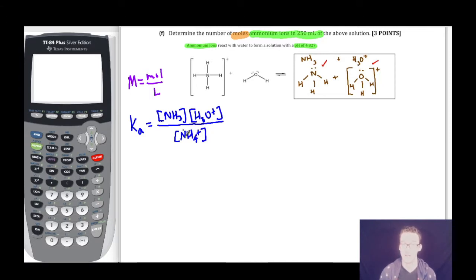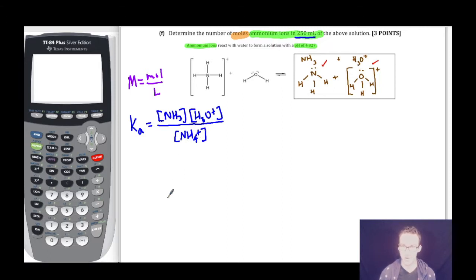And so again, if we can solve for the concentration of the ammonium ion, recognize that concentration is moles over liters. We're told that we have a 250 milliliter solution. We can figure out the number of moles from there. But how do we figure out what this is? In order to solve for the ammonium ion concentration, we need to know what the Ka is, what the ammonia concentration is, and what the hydronium ion concentration is. If we know these 3 variables, then we can very easily solve for the ammonium ion concentration.